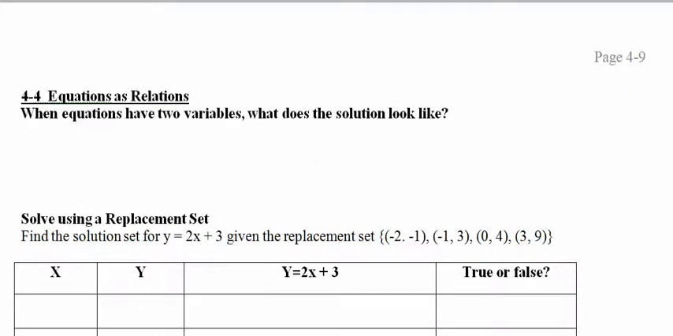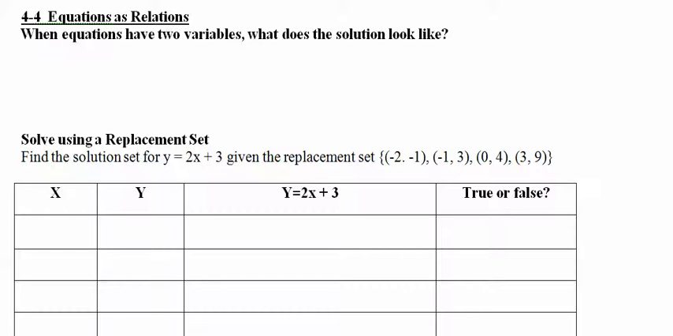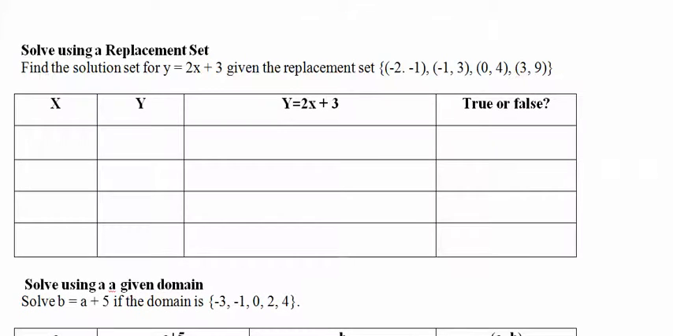And we talk about equations as relations. When equations have two variables, what's the solution look like? I have a y and an x. We very, very typically write this as y equals. And I am sure most of you have seen this. We like to write it as y equals mx plus b, because we can represent many things, not everything, this is linear. I'll just say often as the multiple of some number plus some number. So find the solution set for y equals 2x plus 3 given the replacement set.